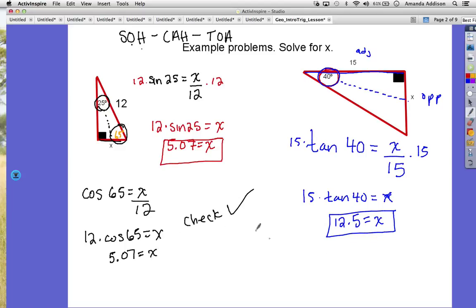And you can do the same thing for the other one. You can find that this is 50 degrees and use tangent, and you'll notice that you'll still get the same answer.